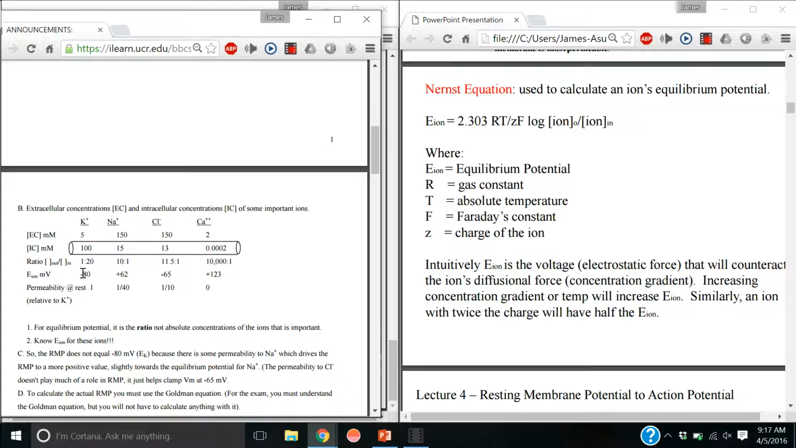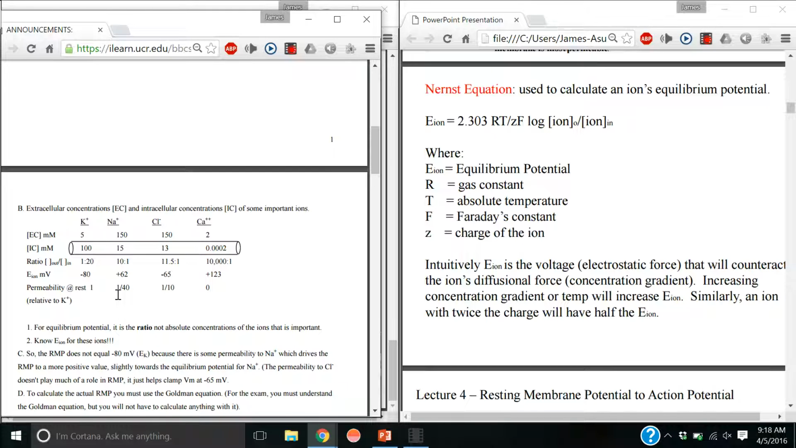However, at rest, the permeability of the neuronal membrane to sodium is about 1/40th of the permeability to potassium. At rest, for other times when that changes, at rest, the neuronal membrane is much more permeable to potassium than the other ions.